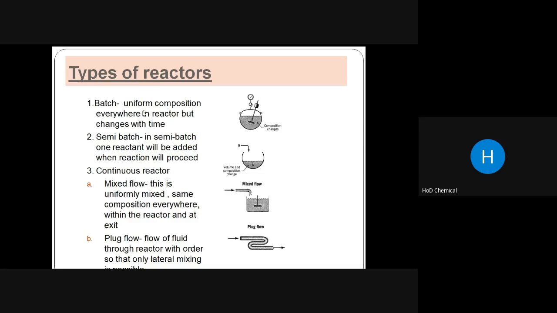The first is the batch reactor, the second is the semi-batch reactor, and the third is the continuous reactor. A batch reactor means uniform composition, where the composition changes with respect to time. The semi-batch reactor can follow pseudo first order, where one reactant is added simultaneously. Then the third one is the continuous reactor.